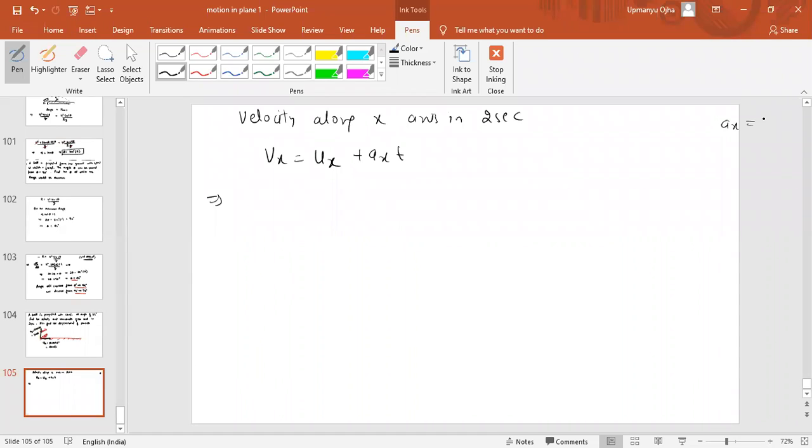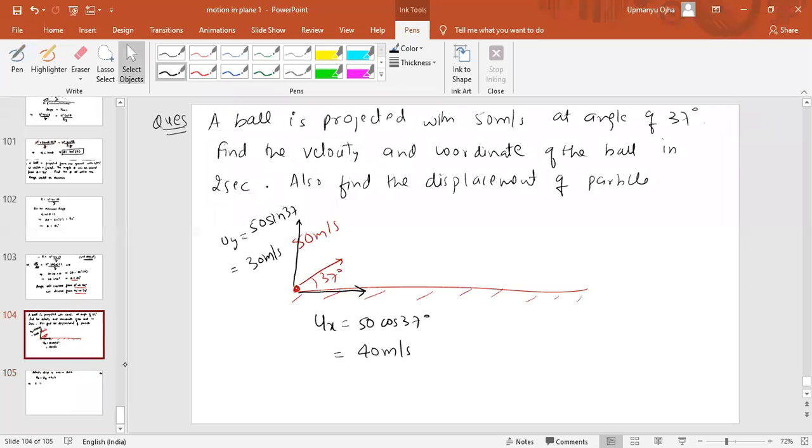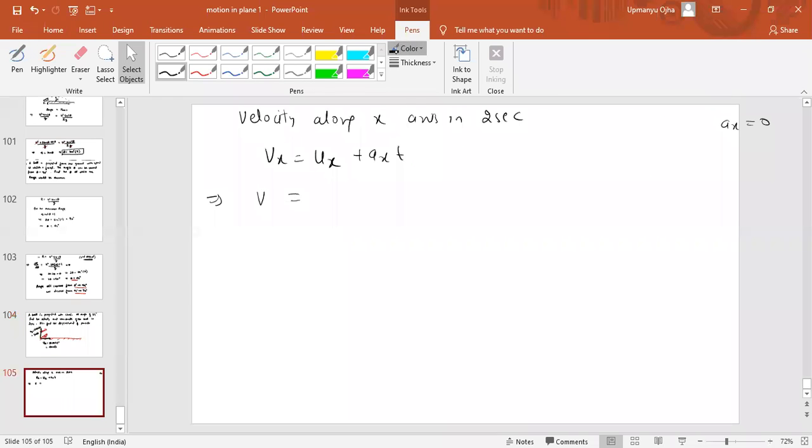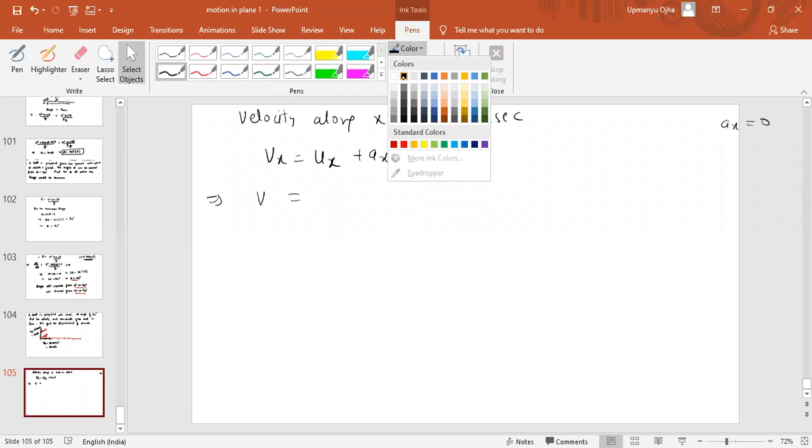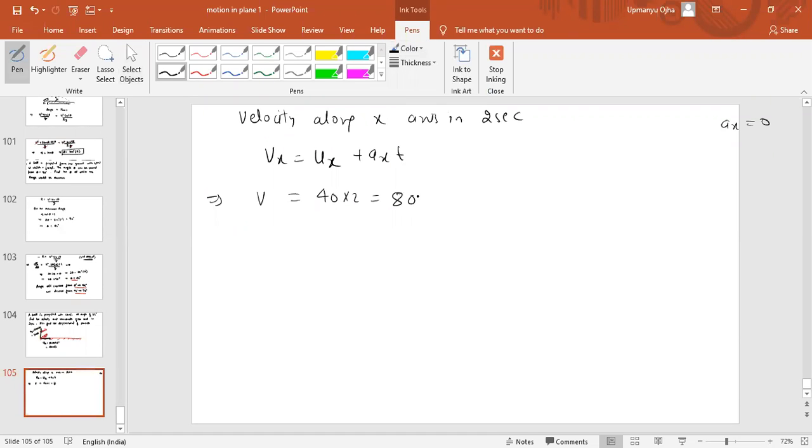So the velocity after 2 seconds along the x-axis is 40 into 2, which is 80 meter per second. Along the x-axis, so can I write this as i cap? 80 meter per second i cap. Okay, this is the velocity along the x-axis.